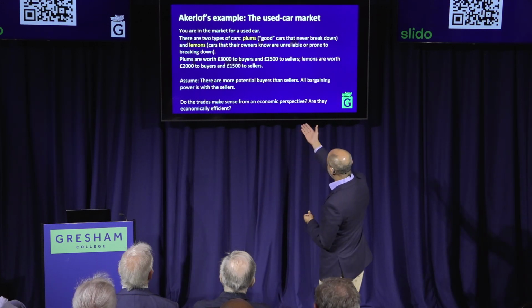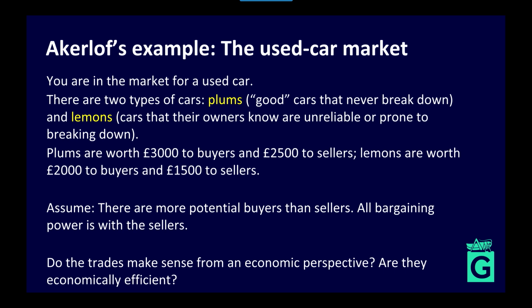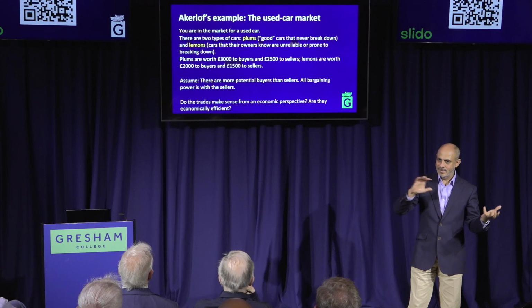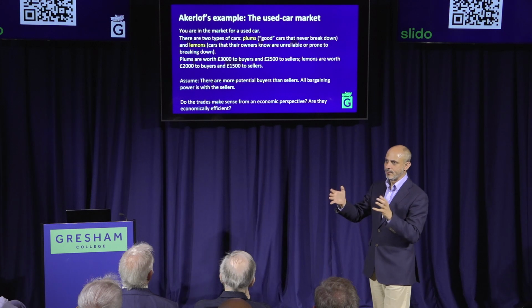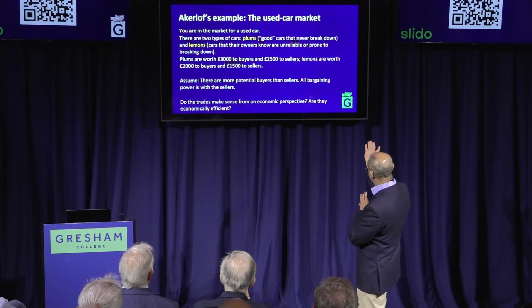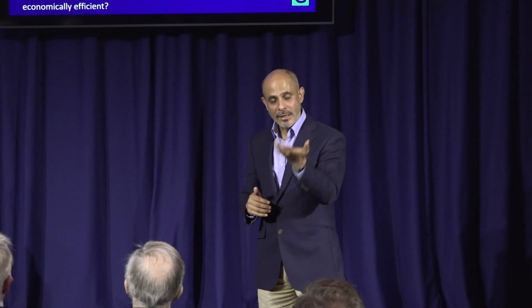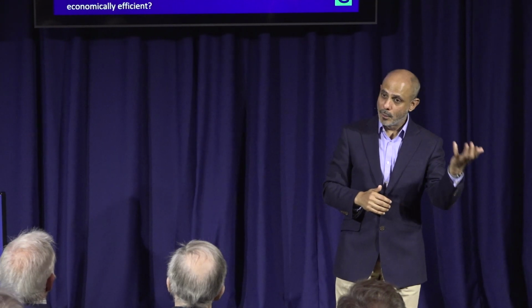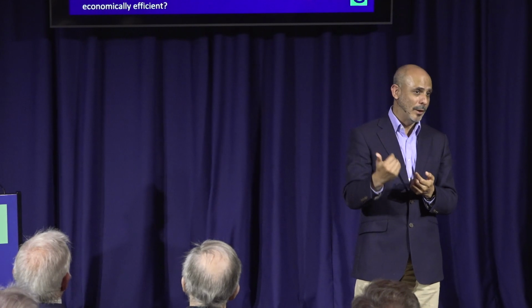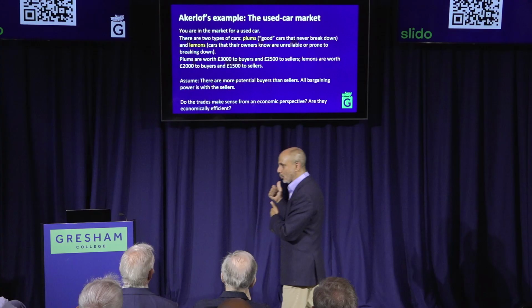Well, the plum is worth 3,000 to the buyer, 2,500 to the seller. That means the seller is willing to sell for 2,500. The buyer is willing to buy for 3,000. It makes sense. The economic surplus is positive, 500 pounds. Same thing with a lemon. 2,000 is the price the buyers are willing to pay. The seller is willing to accept 1,500. Again, positive economic surplus. So these are good trades.